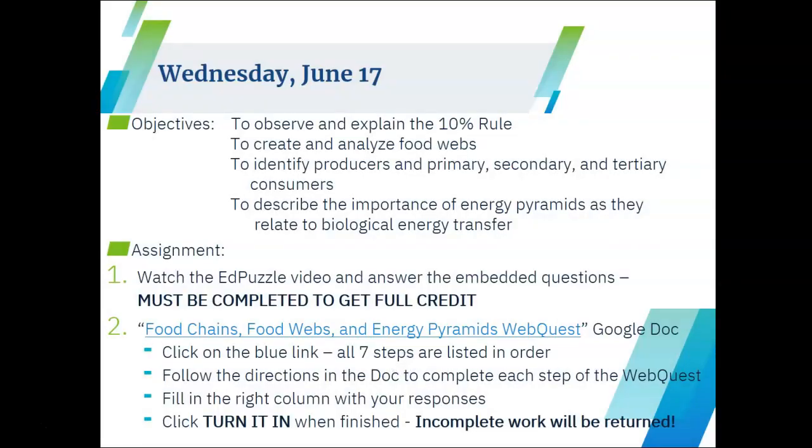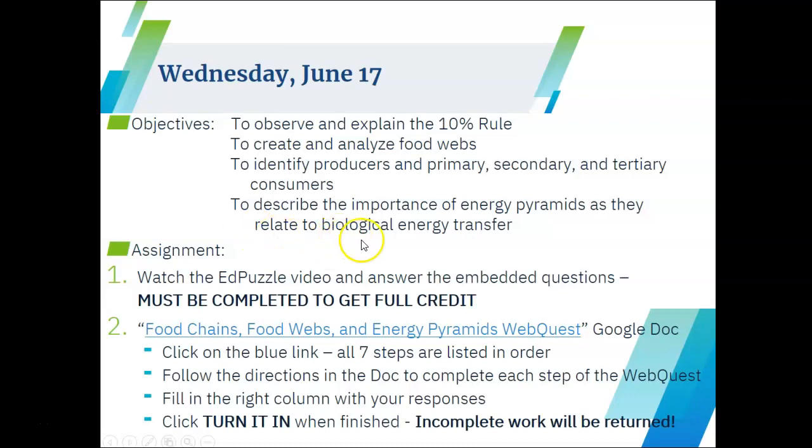So our assignment for today has 4 different objectives: to observe and explain the 10% rule when we're talking about energy transfer, to create and analyze food webs, to identify producers and primary, secondary, and tertiary consumers. Those are the roles that organisms play in food webs. And to describe the importance of energy pyramids as they relate to biological energy transfer. So remember, that is the point of all of this. We were talking about energy, and now we're talking about energy in biological systems.